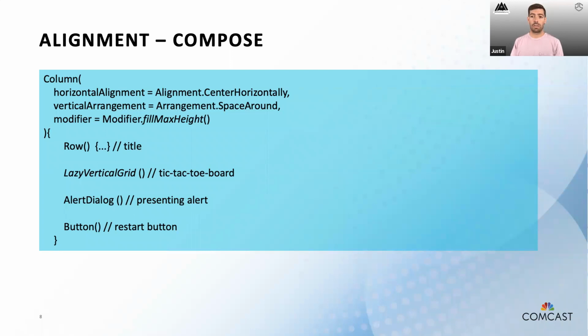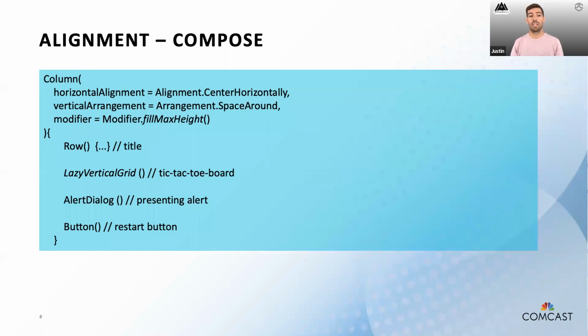So for our overall layout of our game, we've got a column. So this column function takes some modifiers, the horizontal alignment, vertical alignment modifiers that allow us to center horizontally. And for our vertical arrangement, we're using the space around modifier to give us a nice even top to bottom layout for our application that takes up the whole screen.